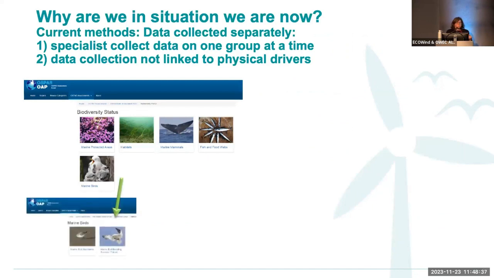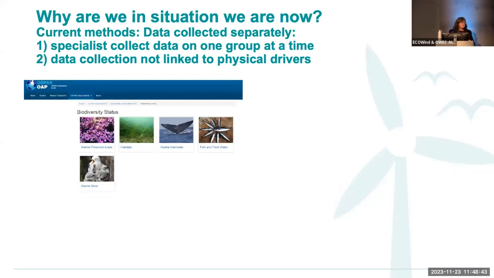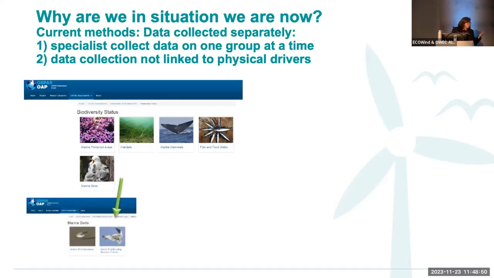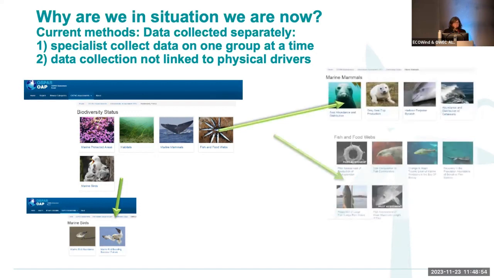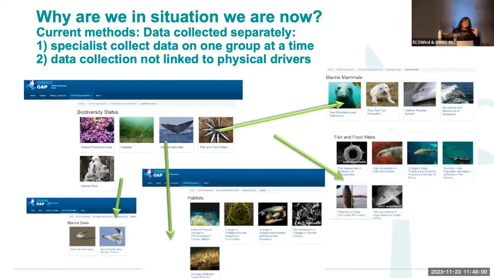Okay, so why are we in the situation we're in now where those things haven't been taken into account? What I would say is, here's another OSPAR example: we collect the data separately. Of course, seabird experts collect seabird data, mammal experts collect mammal data, fish experts collect fish data, right? And habitat people collect that, but it's all done separately, and it's done without collecting the physics at the same time for the vast majority of the time.